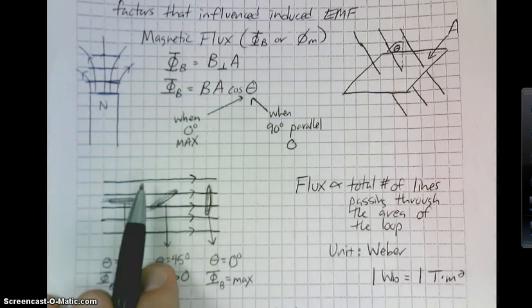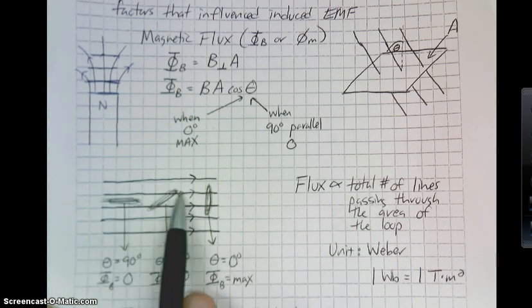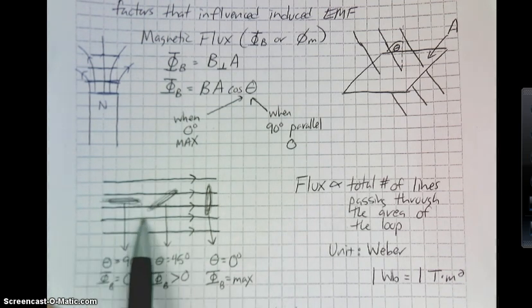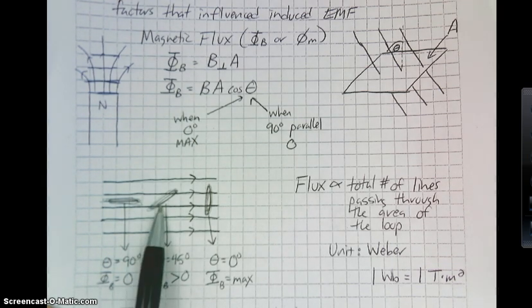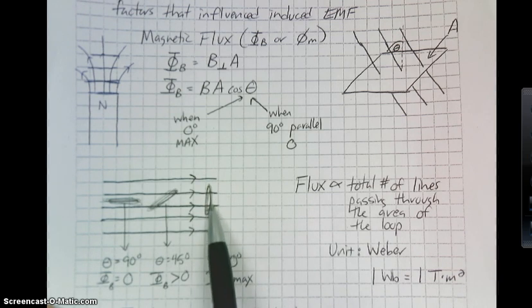So if I have a field drawn like this, and I put a loop of wire into that field, if I put it like this so that it's parallel to it, none of those field lines pass through the wire. Therefore, the angle is 90 degrees, and the flux would be 0. If I start to turn that coil of wire to a 45-degree angle, then we're going to get some flux. That flux will be greater than 0. And if I turn it completely perpendicular, then the angle will be 0, and we actually get the maximum amount of flux out of it.